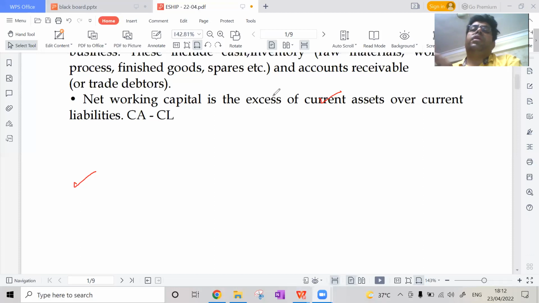If I am focusing on current assets only, that will be my gross working capital. But if I am focusing on current assets minus current liabilities, that will be my net working capital. Let me explain one question, then it will be easy for you to understand what gross working capital and net working capital are.